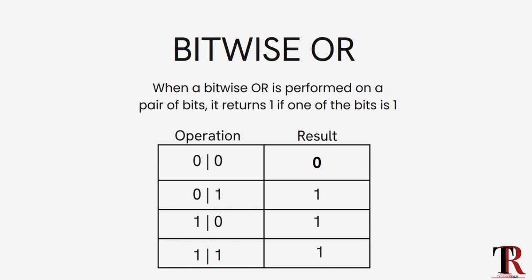Then take a look at another one. This is OR. When a bitwise OR is performed on a pair of bits, it returns 1 if one of the bits is 1. Which means that when you work with a binary that involves two numbers and one of the numbers is 1, using the bitwise OR operator, you get 1 as a result. So look at this: 0 and 0, you get 0. 0 and 1, you get 1. 1 and 0, you get 1. 1 and 1, you get 1. As long as one is involved in the pairing, you always get 1.